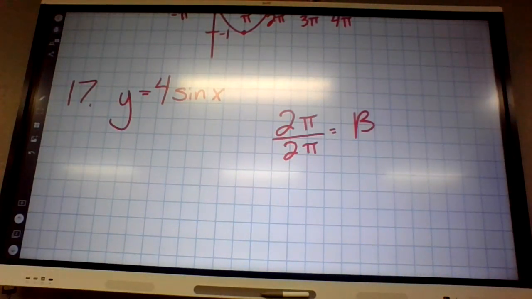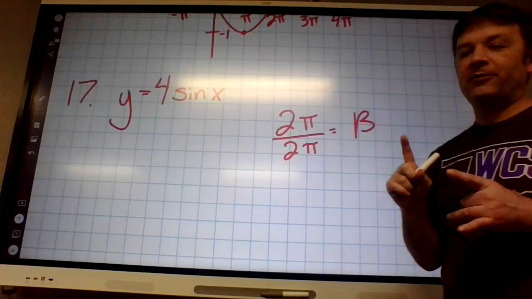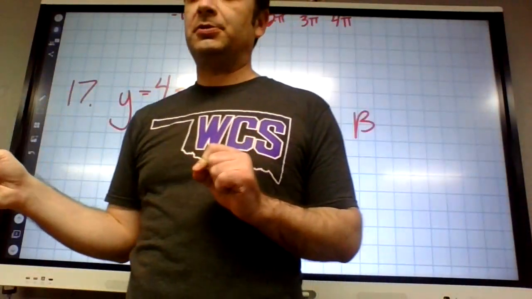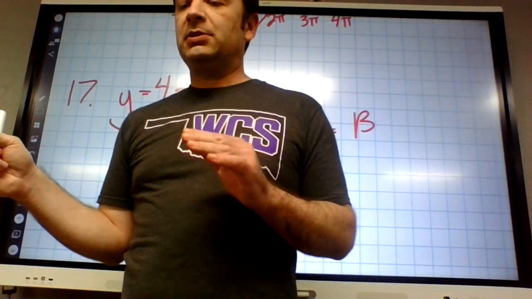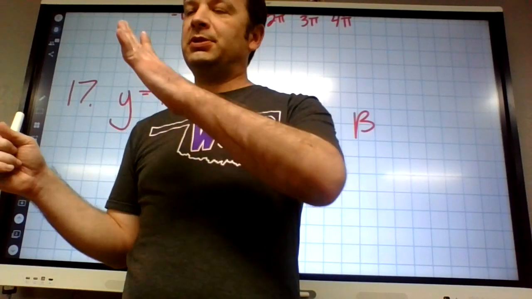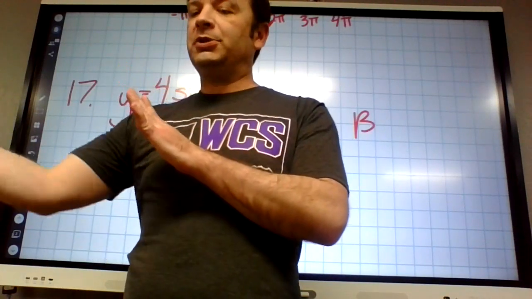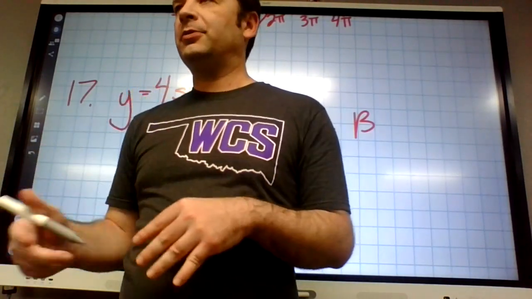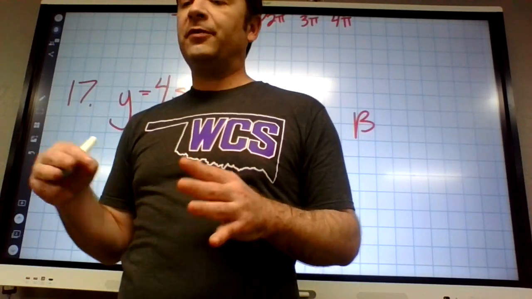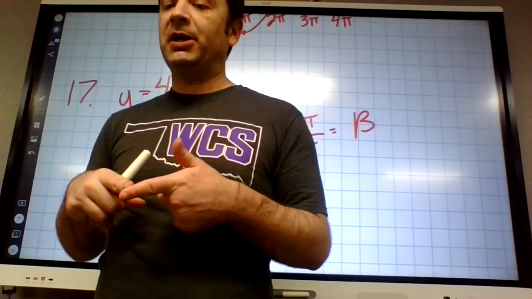How do you figure out the period? The period is how far the graph gets before it starts repeating itself. So on 17 at 0, it's going up through the graph, and once you get over to 2 pi, it's going up through the graph again. So that's how far it gets before it repeats itself. So 2 pi is the period.